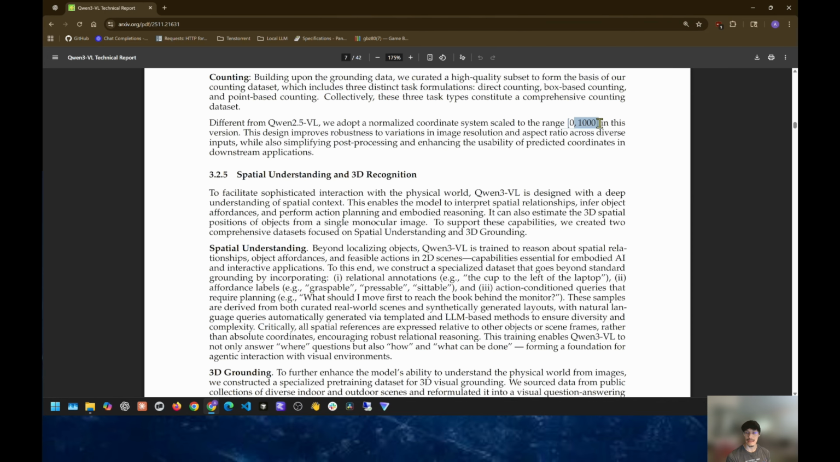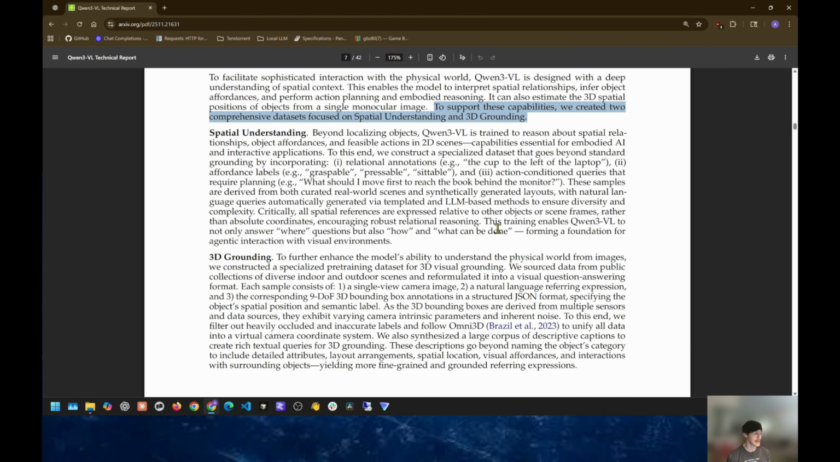To facilitate sophisticated interaction with the physical world, Qwen3 VL is designed with a deep understanding of spatial context. This enables the model to interpret spatial relationships, infer object affordances, and perform action planning and embodied reasoning. It can also estimate the 3D spatial positions of objects from a single monocular image. To support these capabilities, we created two comprehensive datasets focused on spatial understanding and 3D grounding.